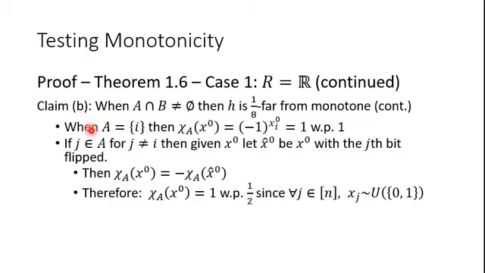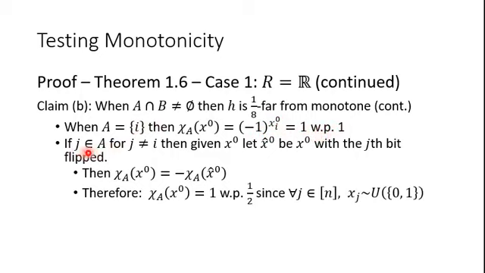So we will start with the case where A is exactly I. So in this case, chi A of x0 is equal to -1 to the power of x_i0. So what is x_i0? For x0, we know that the ith bit is set to 0. And so we have -1 to the power of 0 equals 1. And this is always the case, so it's going to be with probability 1.